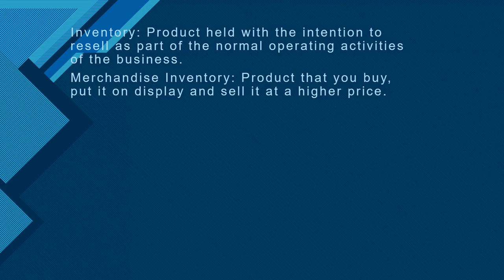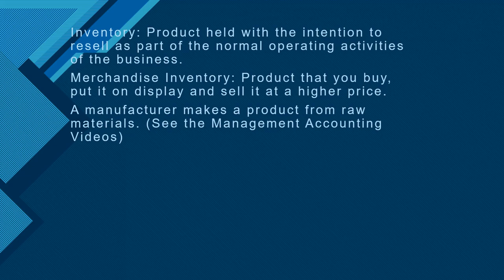And here, merchandise inventory, product that you buy, put it on display, and sell it at a higher price. Think your supermarket. They don't make the product they sell. They buy the product, they put it on their shelves, and then they sell it. Your normal supermarket, or Amazon. You buy online, Amazon. They didn't make the product, they just have it available for sale.